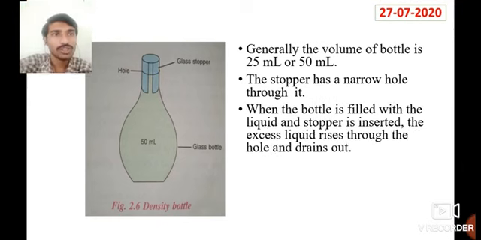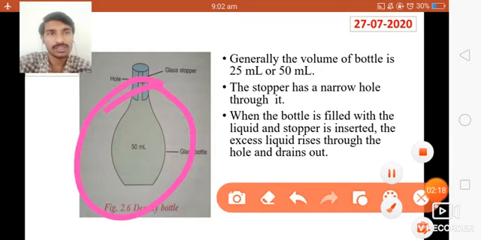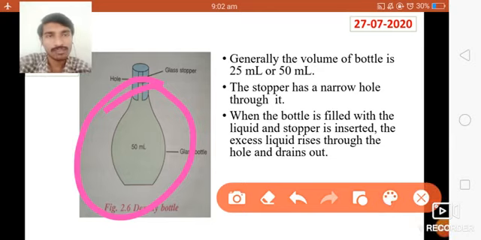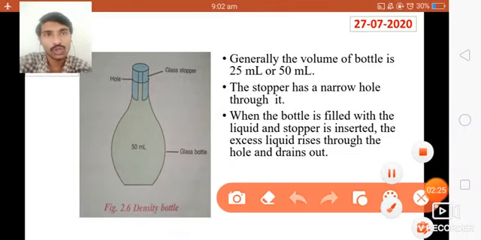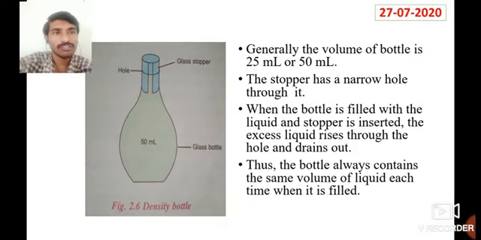When the bottle is filled with the liquid and the stopper is inserted, the excess liquid rises through the hole and drains out. That means if I fill a liquid into this density bottle, the excess liquid will start flowing out through this hole. That is the use of the hole in the stopper. Thus the bottle always contains the same volume of liquid each time it is filled.